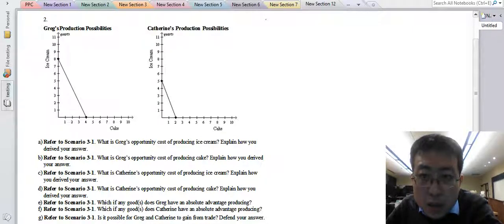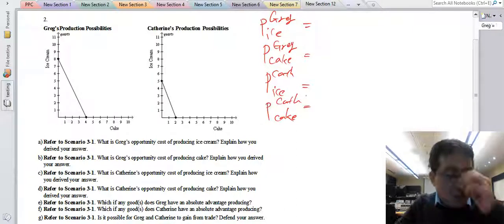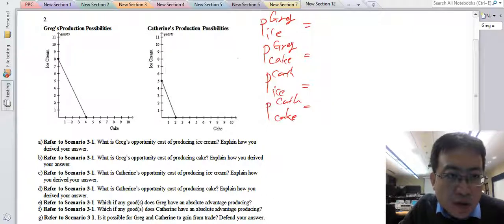So let's start with the price of ice cream for Greg, the price of cake for Greg also, and then next the price of ice cream for Catherine, and then the price of cake for Catherine. Now again, since both of these production possibility curves are straight lines, we can use the two endpoints for each person to find our opportunity cost.